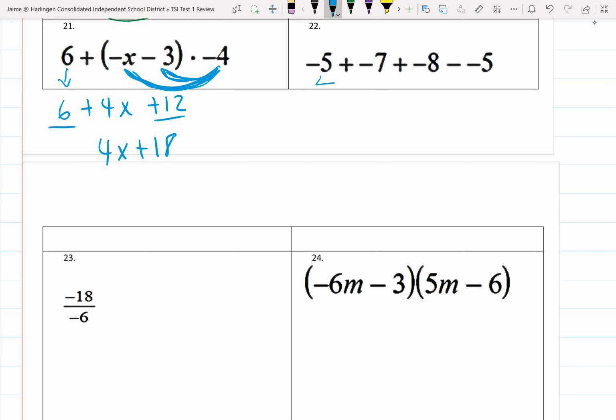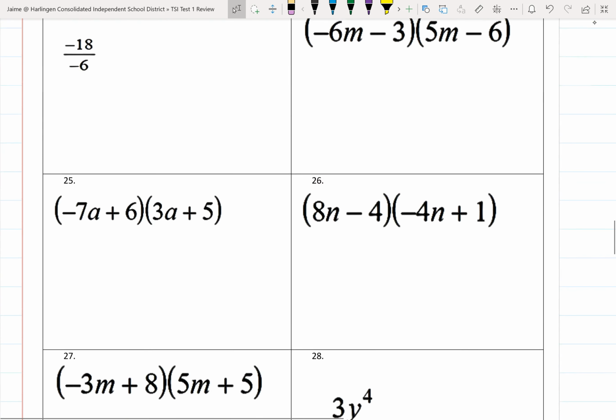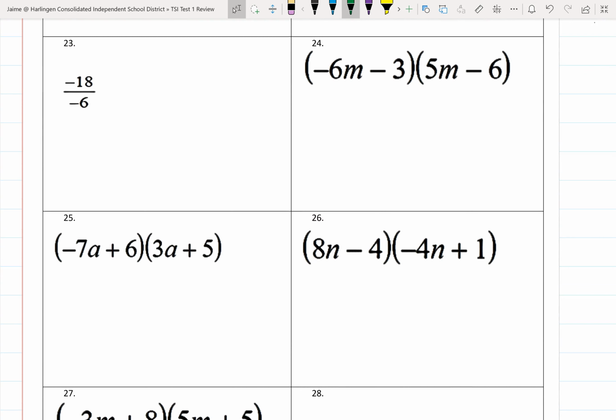Negative 5 plus a negative 7, that's negative 12. Bring down the negative 8. Negative 12 plus a negative 8, that's negative 20. This is a minus and a minus, it turns to a plus sign, so negative 20 plus 5, that gives us what? Negative 15. Okay. 23. A negative over a negative is positive. 18 divided by 6 is 3.